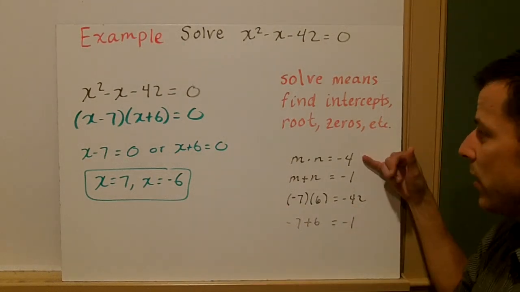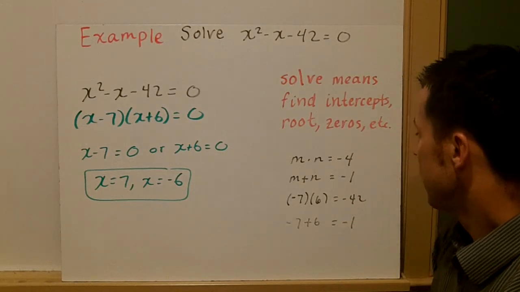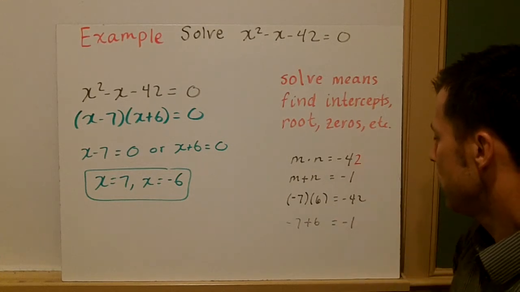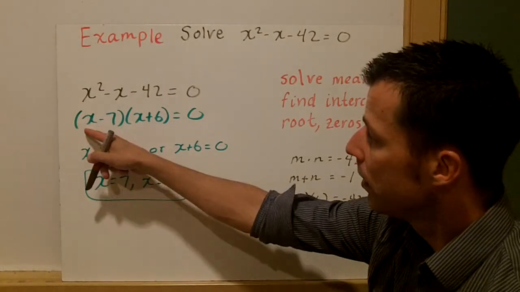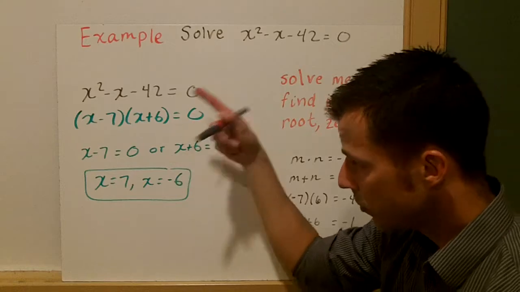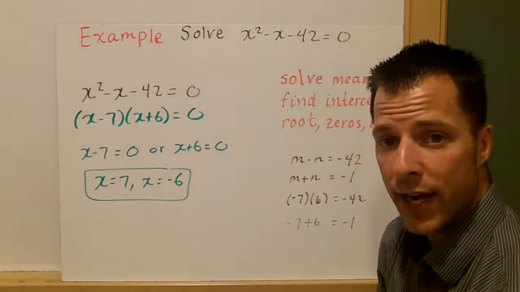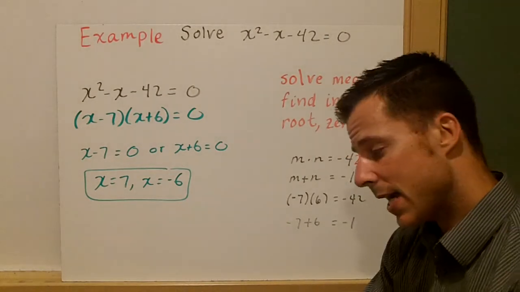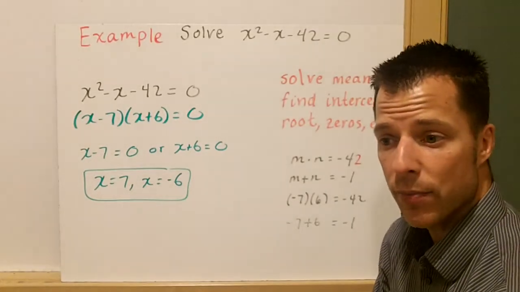And then, here are the conditions. Here we want m times n to be negative 42, and m plus n to be negative 1. And again, when you have two numbers that multiply to be 0, one of those numbers has to be 0. So you have to solve each of those binomials for x. And that's really the zero product property. So we're taking factoring, adding the zero product property, and taking that one step further by solving.